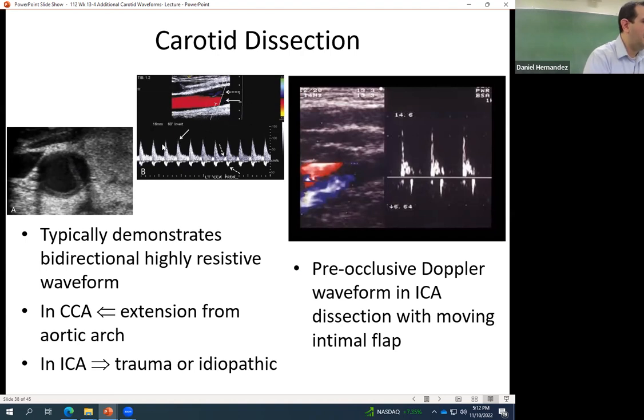So when you Doppler, the true lumen will have a relatively normal spectral tracing, whereas that false lumen here, they actually open this sample gate across the entire thing now. The false lumen showed some retrograde flow. Here they were actually Dopplering just in that false lumen, showing a pre-occlusive Doppler waveform.